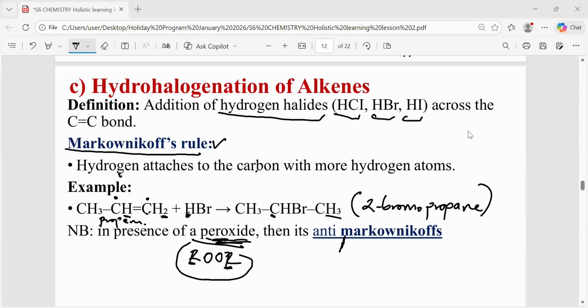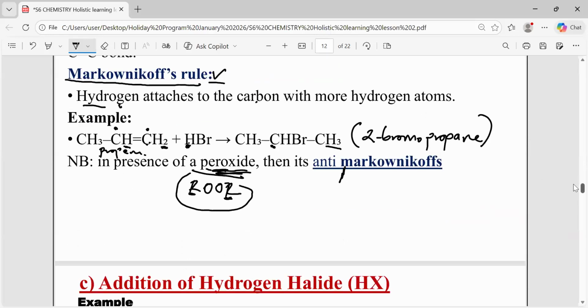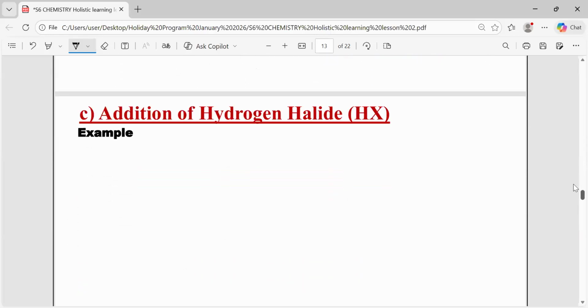Yes. When it is anti-Markovnikov's, the hydrogen now attaches to the carbon with less hydrogen atoms. So it is the opposite of the Markovnikov's rule. We're going to have two examples: one clarifying Markovnikov's and one clarifying anti-Markovnikov's.